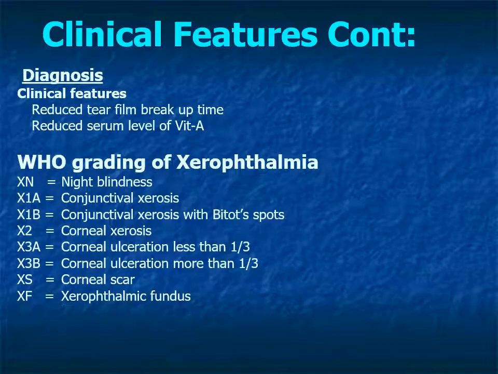Now we will briefly discuss the WHO grading of xerophthalmia. XN, or xerophthalmia N, means night blindness. X1A means conjunctival xerosis, X1B means conjunctival xerosis with Bitot's spots, X2 means corneal xerosis is present, X3A, corneal ulceration which is less than 1/3, X3B, corneal ulceration more than 1/3. XS means the cornea is scarred, having corneal scarring. And XF, xerophthalmic fundus, having yellow white dots.